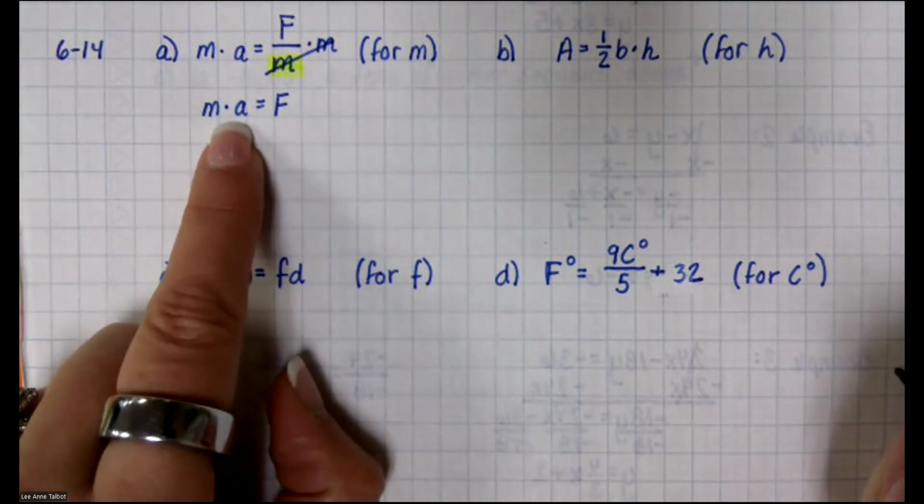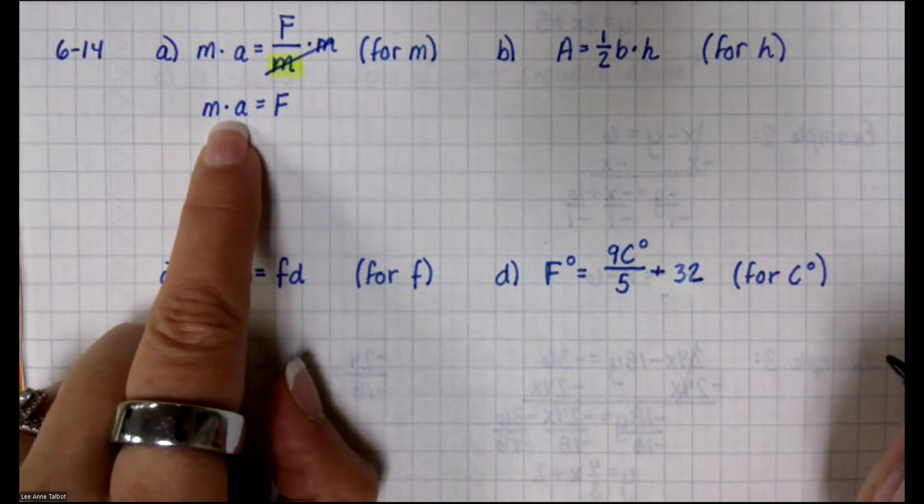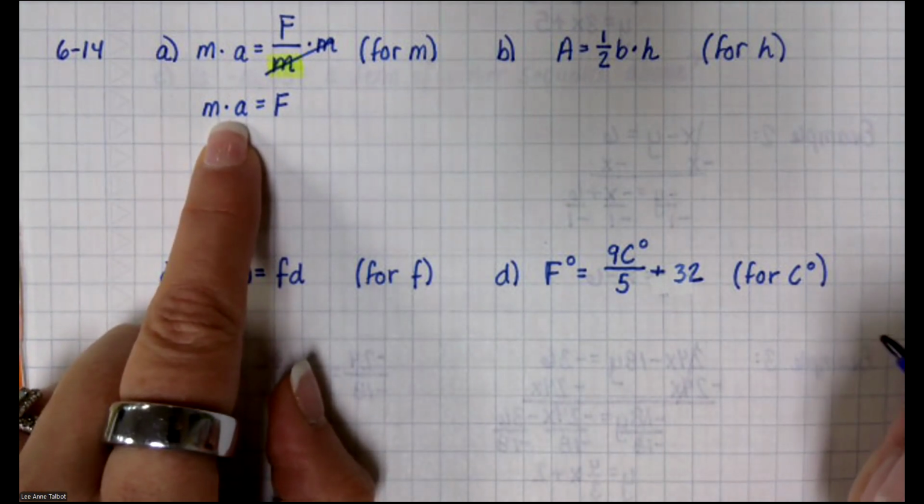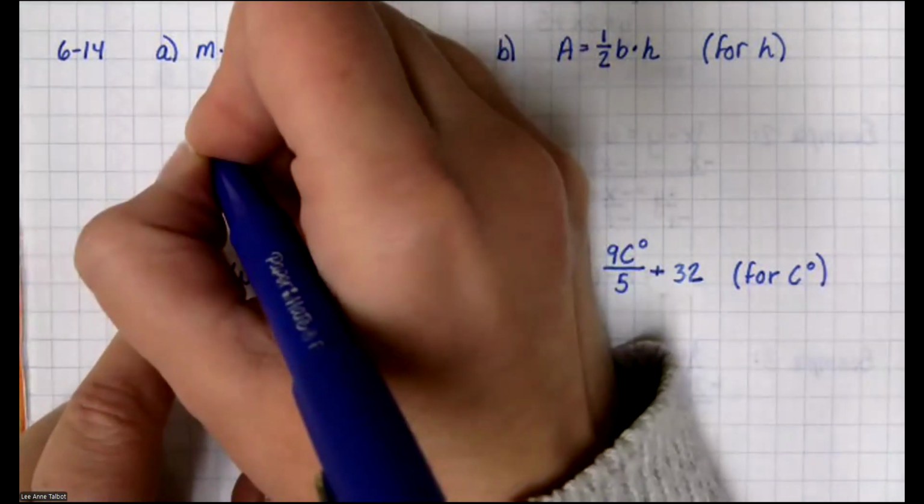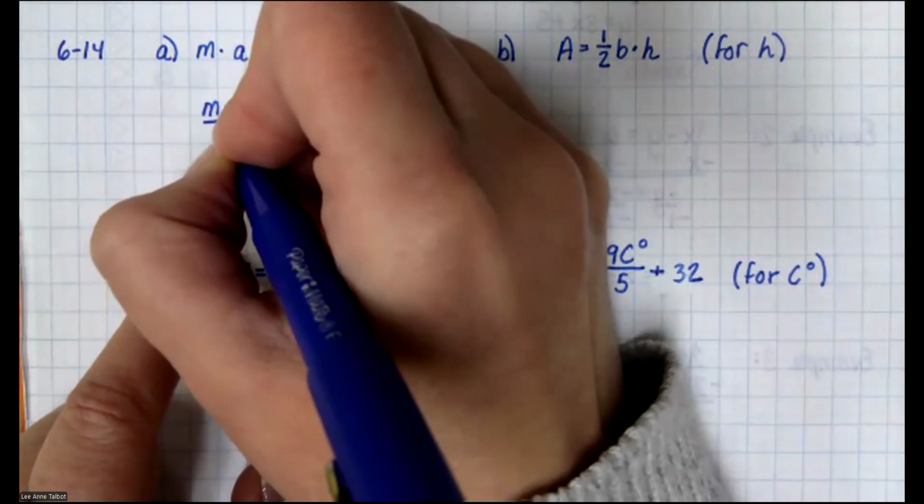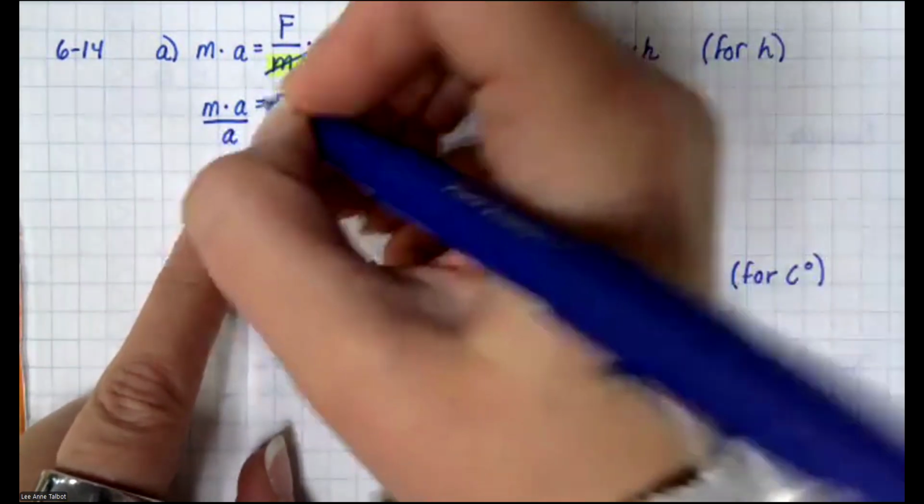Okay, this operation is multiplication. How do I undo multiplication? Division. I want to get M by itself, so I need to get rid of the A.